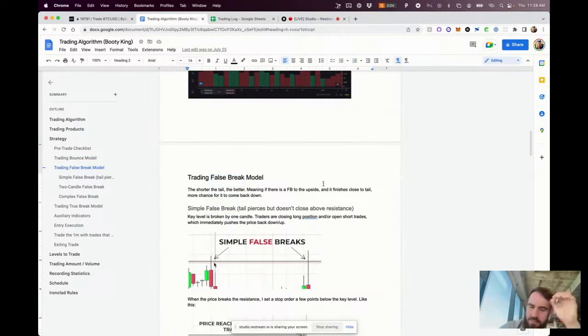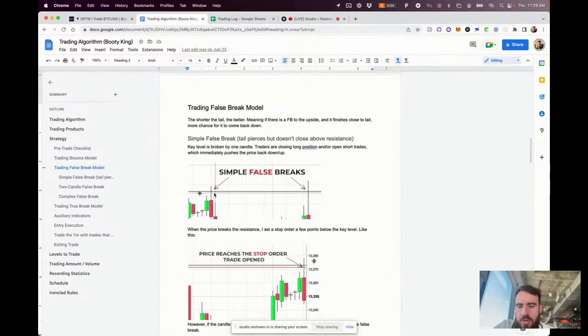So false break is countering retail traders. They most often are trading breakouts. A breakout is where you have a resistance, for example, and price is touching it, and a lot of times retail traders will go long when the price breaks that level. Instead, we want to start going short when their stop losses are hit, which would be just below the resistance.